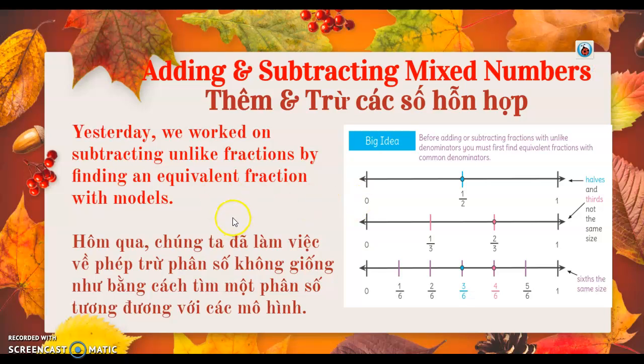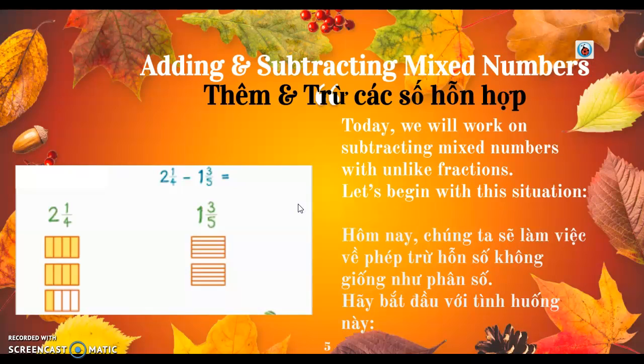Okay. Yesterday we worked on subtracting and adding unlike fractions by finding equivalent fractions using number lines. Today we're going to be working on subtracting mixed numbers with unlike fractions. Let's begin with this situation.